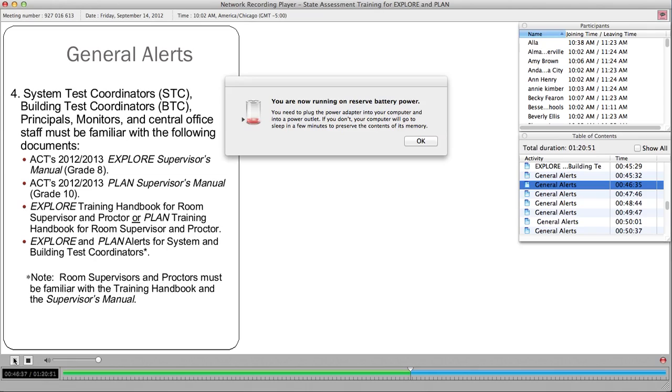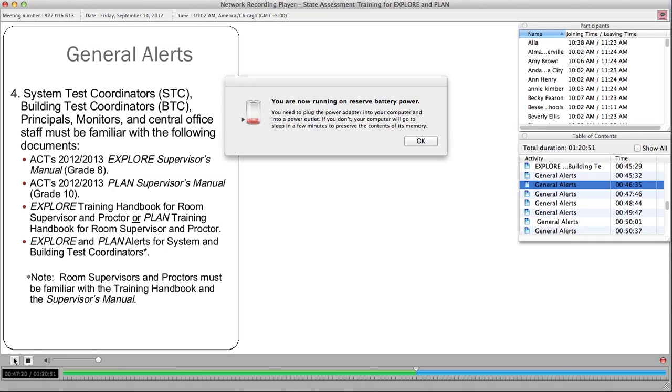Okay, on the general alerts again, number 4, these are the training materials that everyone will need. The Explore Supervisor's Manual, Grade 8, that's the manual that's provided by ACT and has specific instructions for administration. The Plan Supervisor's Manual for Grade 10, again, is provided by ACT and contains specific verbal instructions for administering the test. The Explore Training Handbook for Room Supervisor and Proctor, or the Plan Training Handbook for Room Supervisor and Proctor, and we just went over the Plan Training Handbook.